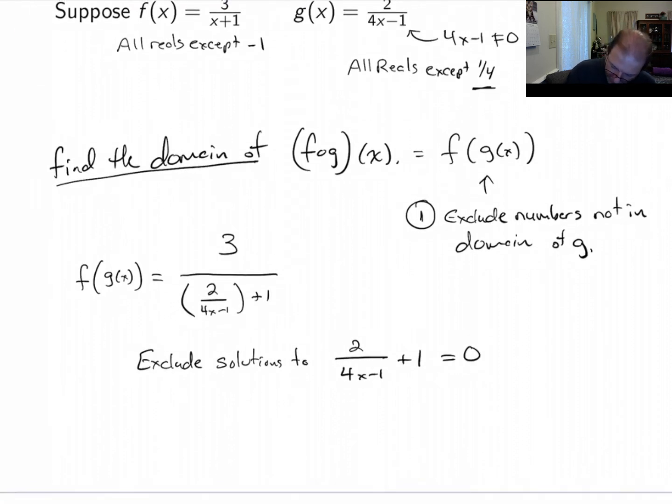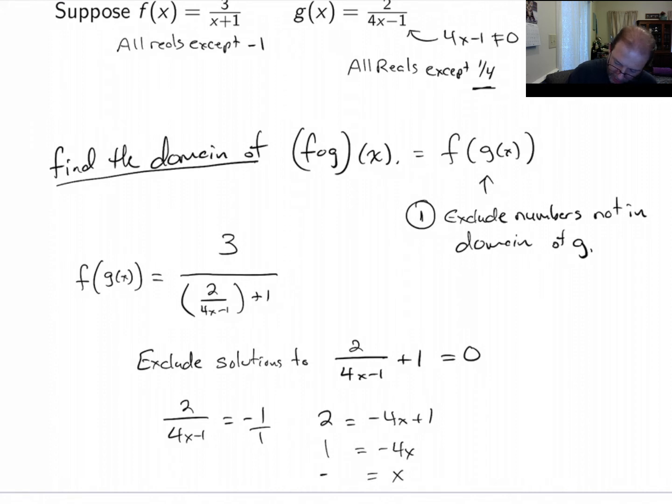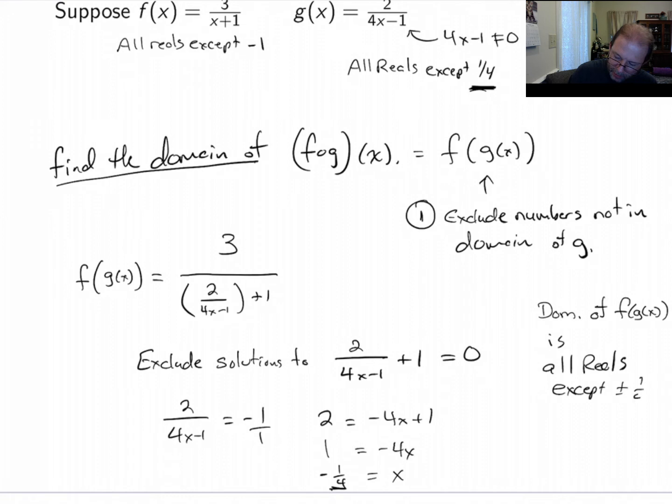So let's solve that. I'm going to move the 1 to the other side over here. So I get 2 over 4x minus 1 equals negative 1. I'm going to cross multiply this. So I'll get 2 equals minus 4x plus 1. And so I get x equals negative 1/4. So I have to exclude the 1/4 and the negative 1/4. So the domain of f of g is all reals except plus or minus 1/4.